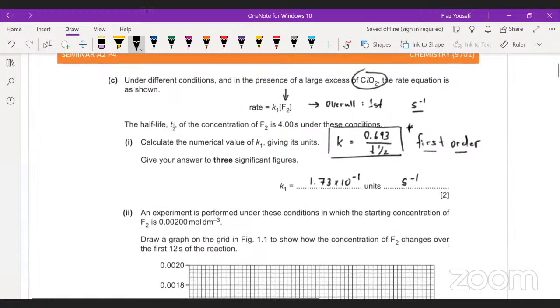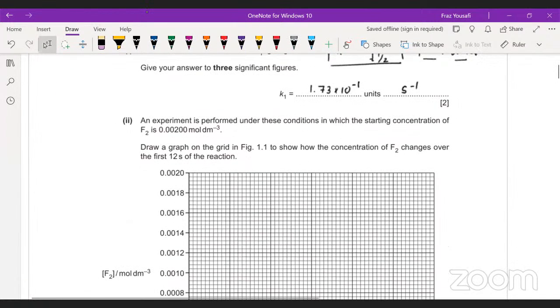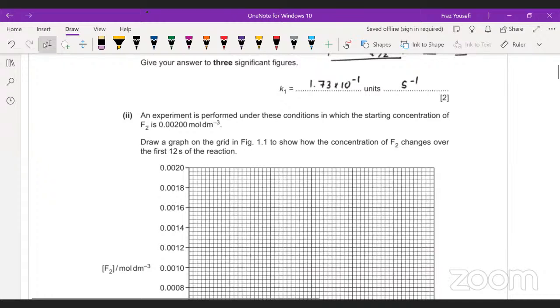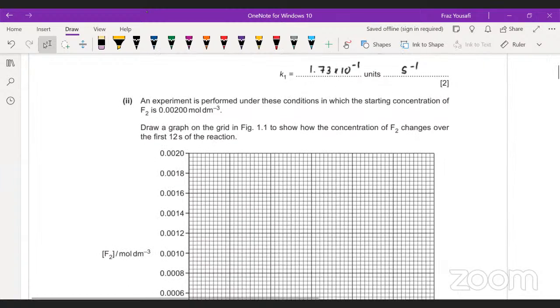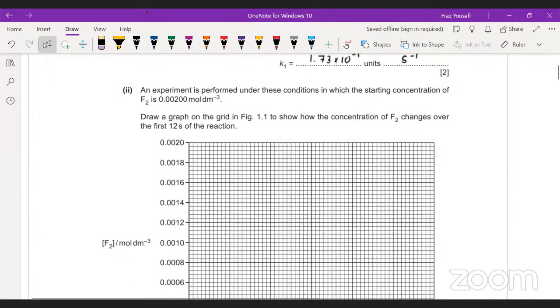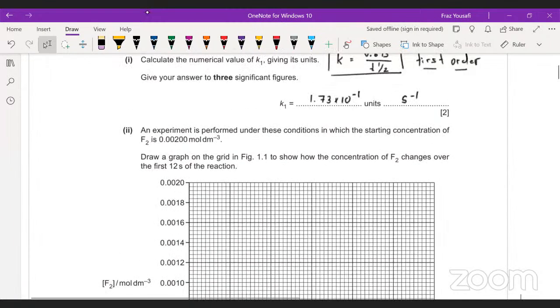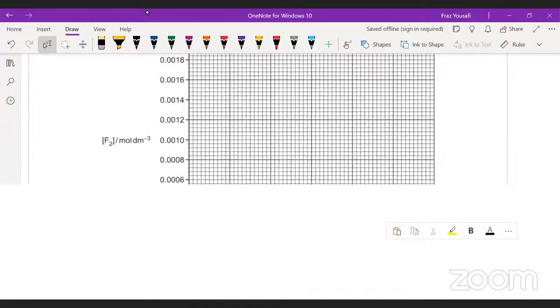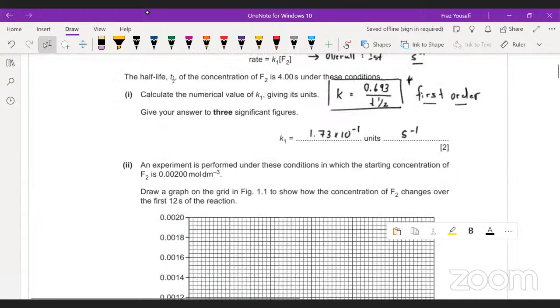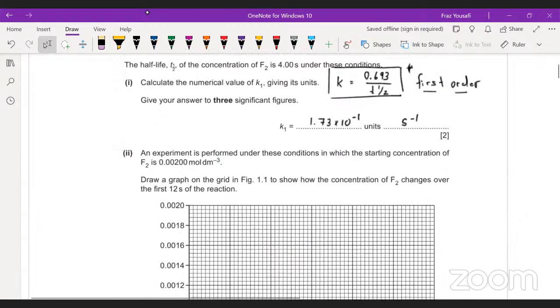Now, part two: an experiment is performed under these conditions, in which the starting concentration of the fluorine is 0.002 mole per dm cubed. Draw a line on the graph in figure 1.1 to show the concentration of fluorine and how it changes over the first 12 seconds of the reaction. Now, what it has told you is that its half-life is 4 seconds at this point. So 12 seconds implies that there are going to be 3 half-lives that occur.